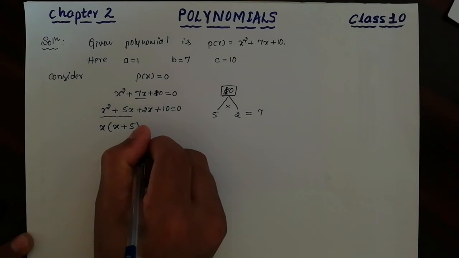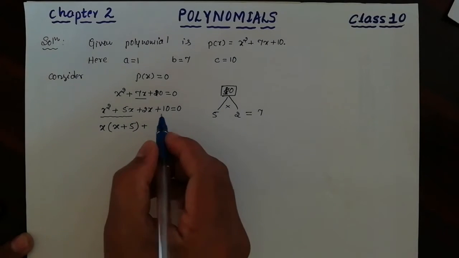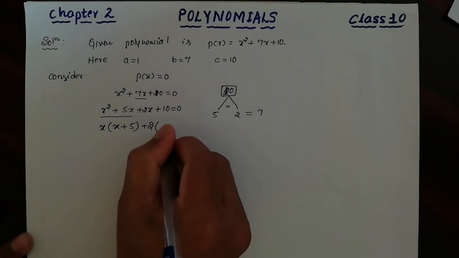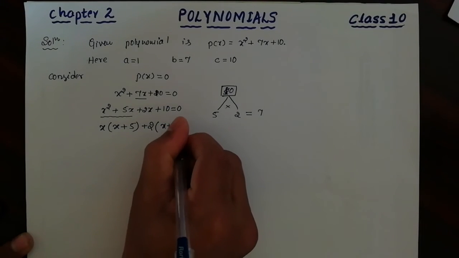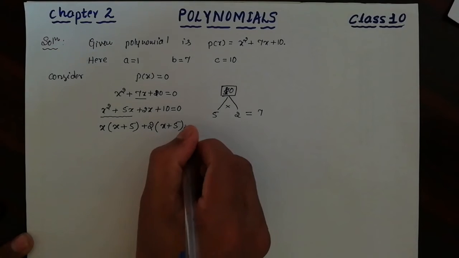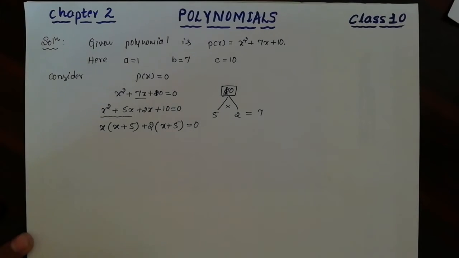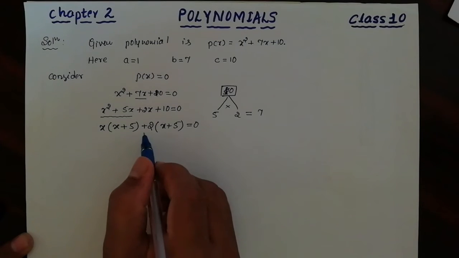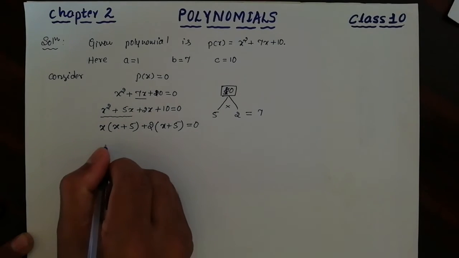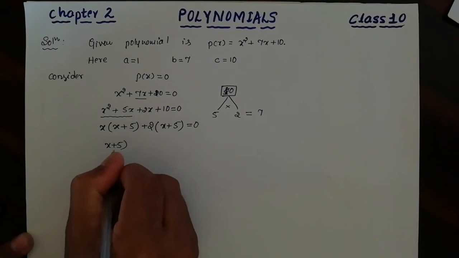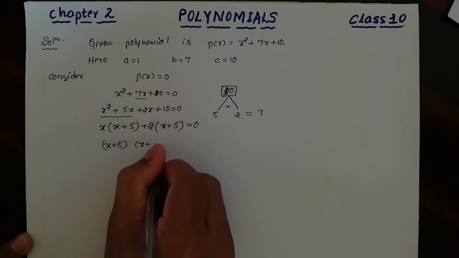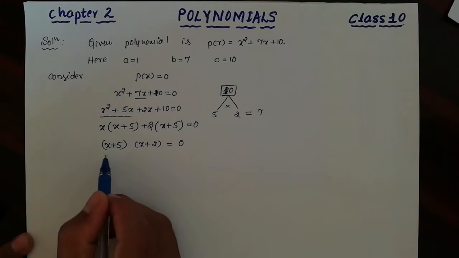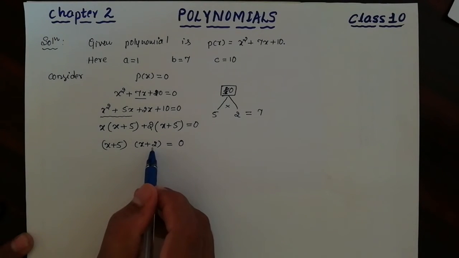Next, from the next two terms, 2x plus 10, you can take 2 as common. It will become 2 times x plus 5, and then is equal to 0. Now look here, x plus 5 is present in both. If you take x plus 5 as common, it will become x plus 5 and then x plus 2 is equal to 0. So x plus 5 into x plus 2 is equal to 0.